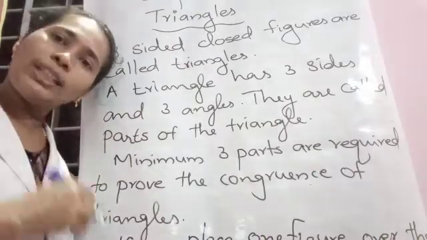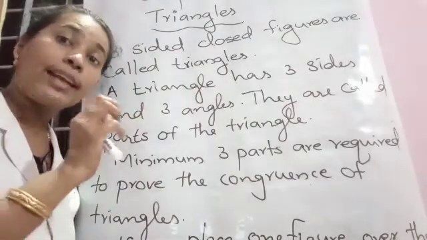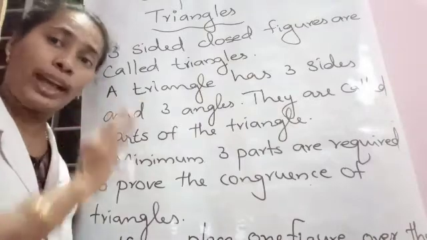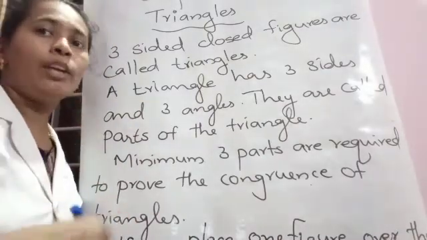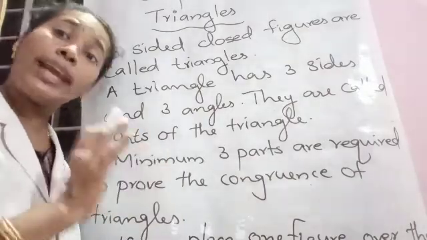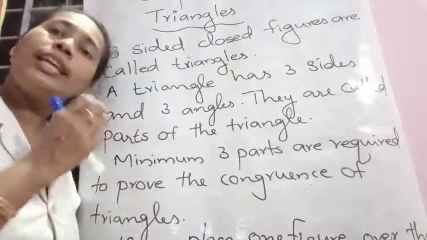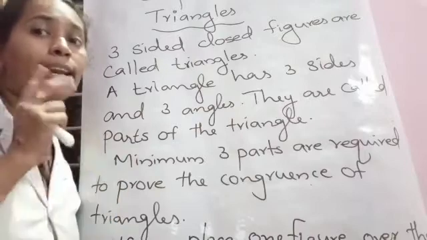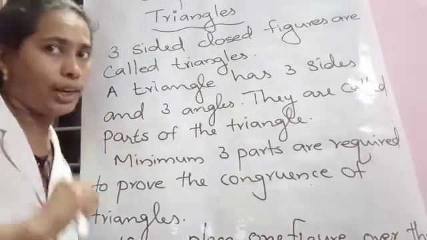And in lower classes onwards, we have studied that a triangle has three sides and three angles. And we have classified triangles according to sides. If all the three sides are different, we can call it a scalene triangle. If the triangle has equal sides, then we can call it an equilateral triangle. And if any two sides are equal, it is called an isosceles triangle.